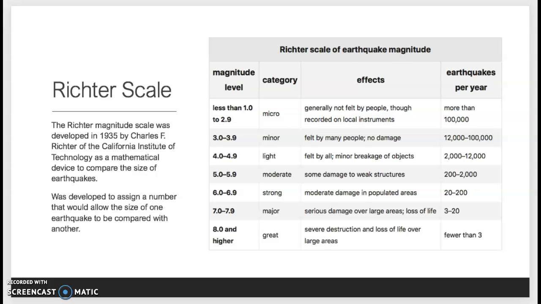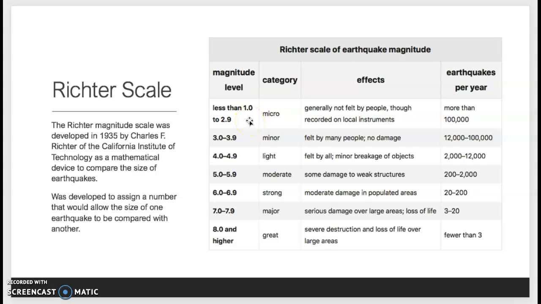And so it's a logarithmic math scale that he uses, so it works on a power of 10. He assigned a number that would allow you to compare earthquakes. There's huge differences though between the levels. So if you look, we use just numbers 1 to 10.